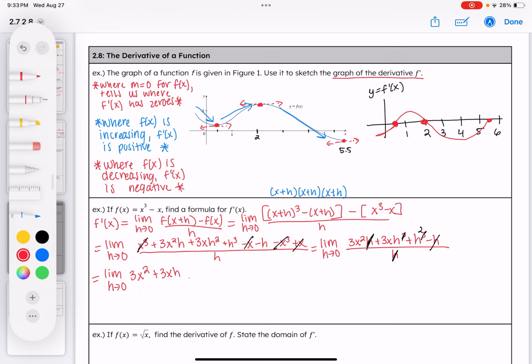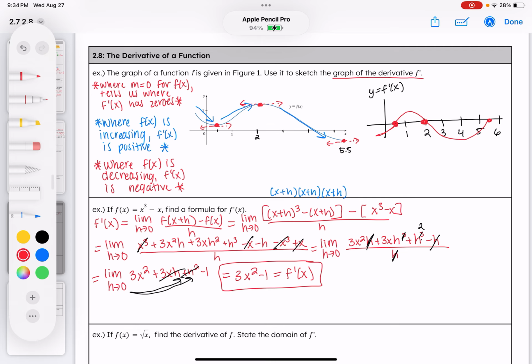Where are we at? Oh wait, this one should not have been cubed. That's where I'm getting lost. Or yeah, it should have. Okay, then that becomes a 2. And we have plus h squared minus 1. That all over h should have eliminated actually. So now I can evaluate when h is 0. So those two terms cancel out. And you're left with 3x squared minus 1. That is your derivative.